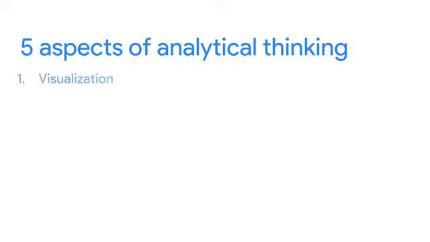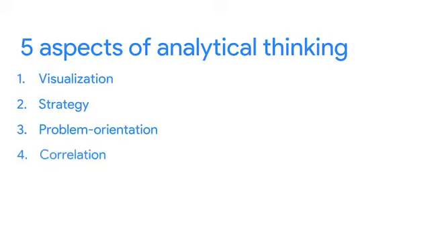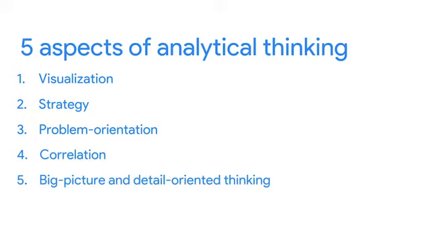both pieces together. And now that you know the 5 aspects of analytical thinking, visualization, strategy, problem orientation, correlation, and big picture and detail-oriented thinking, you can put them to work for you when you're working with data. And as you continue through this course, you'll learn how.